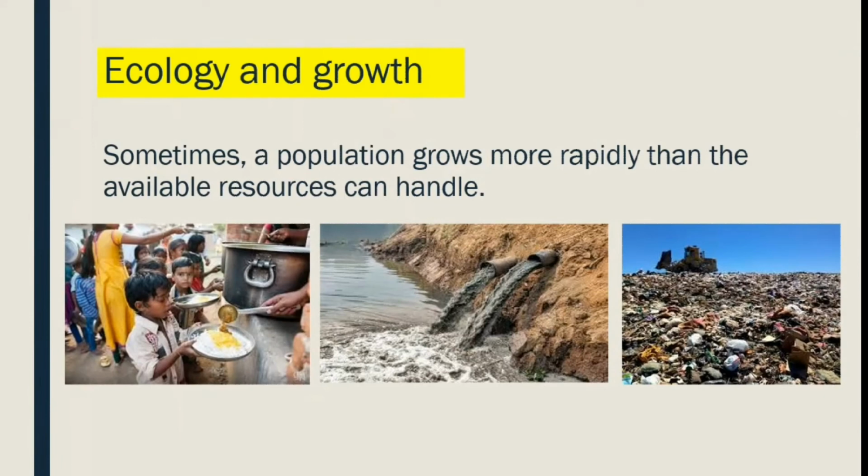Ecology and growth. Sometimes a population grows more rapidly than the available resources can handle. Resources that are needed for life, such as food and water, become scarce or contaminated. The amount of waste produced by a population becomes difficult to dispose of properly. These conditions can lead to stress on current resources and contribute to the spread of disease that affects the stability of human populations both now and to come.